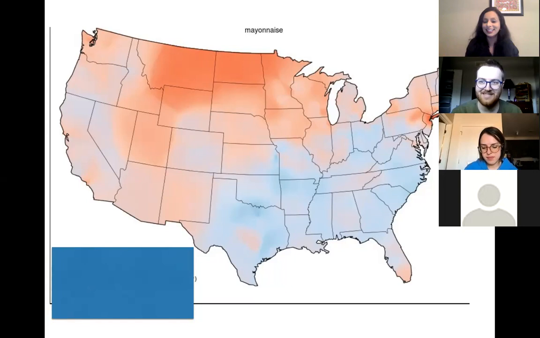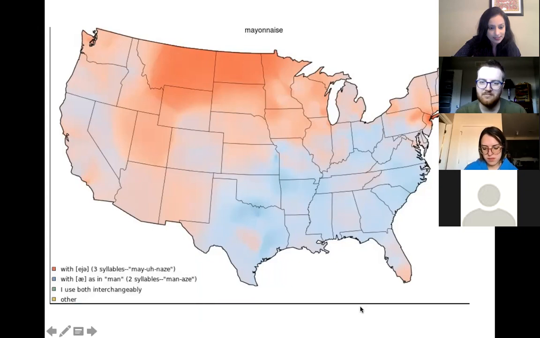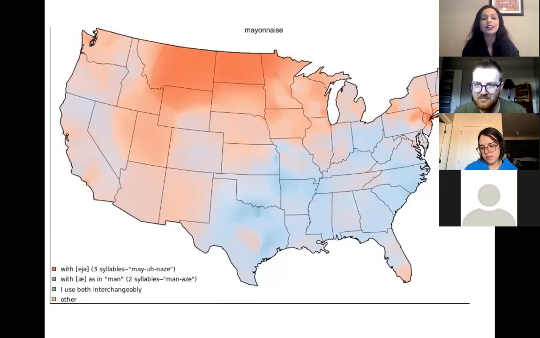My guess would be the blue is two syllables because it looks like a lot of southern states say it that way. And sometimes I think a lot of the southern accents will kind of cut out some of the syllables in words. Sure. Let's test that hypothesis. The red is with three syllables, so mayonnaise, like how I would say it. And the blue is with the way that Landon said it, right? The two syllable, mayonnaise. Green is when I use both interchangeably, and the yellow is other, like how Olivia said, right? I say mayo just to avoid that entire pronunciation.